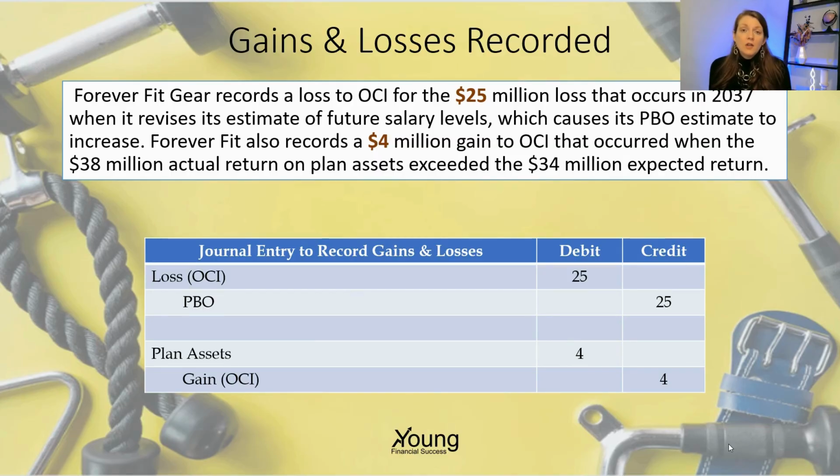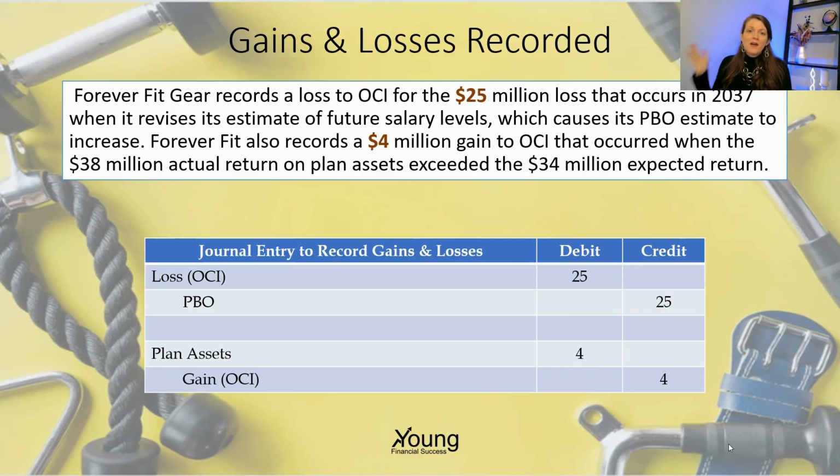Then again, we actually earned 38 million. We actually earned 9% on our plan assets that we had invested. We only expected 34 million. So the way that it goes is they put the 34 million as bringing down the pension expense, and then they take that extra 4 million and they're going to put it into plan assets with a debit, and then they credit the gain that goes into other comprehensive income.